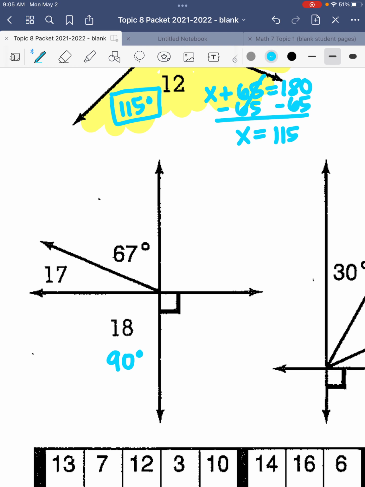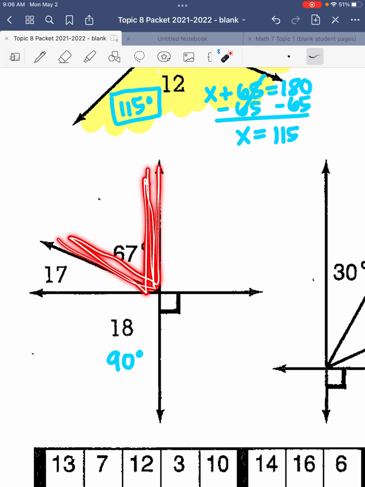Now, angle 17 and a 67 degree angle. I could look at this a couple different ways. I could say that this 67 degree angle, plus angle 17, plus angle 18 that I know is 90 degrees, they make that straight line right there.